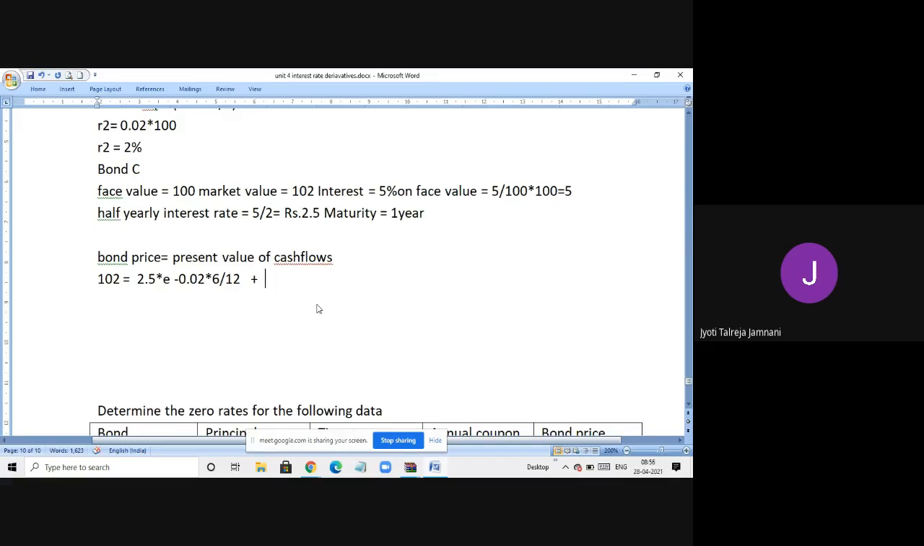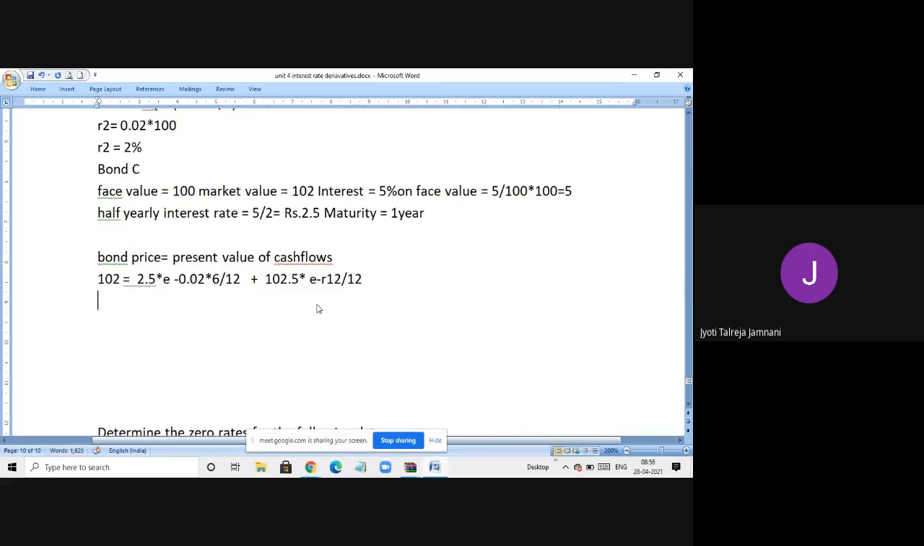Plus the next interest will come with the face value, that is the principal amount. So 102.5, where 2.5 is the interest and 100 is the face value or principal amount, into e raised to minus r. We don't know the value of r for the 1 year bond. This is the 1 year bond for which we have to find the rate. So into 12 by 12. Only two times in a year you're going to get the interest because the maturity of the bond is 1 year. Okay, let's solve this equation now.